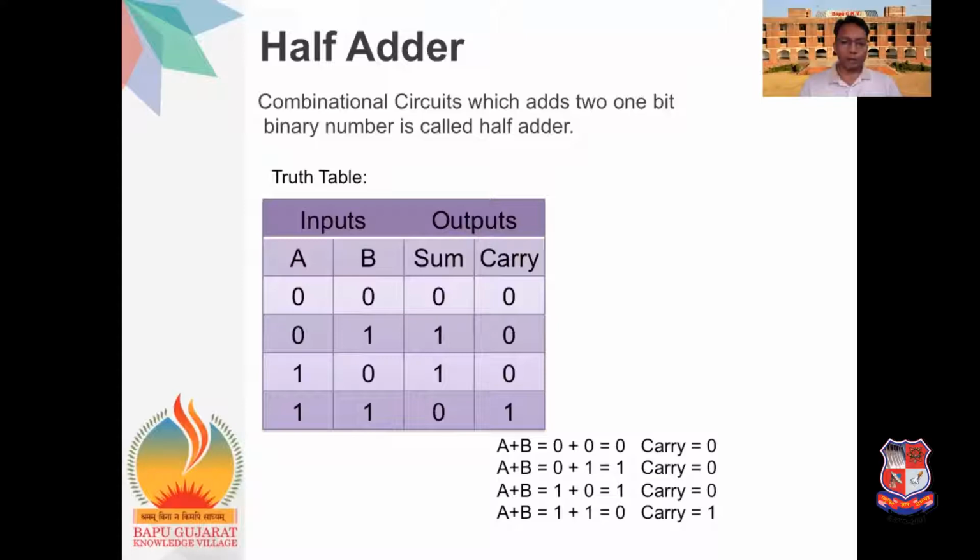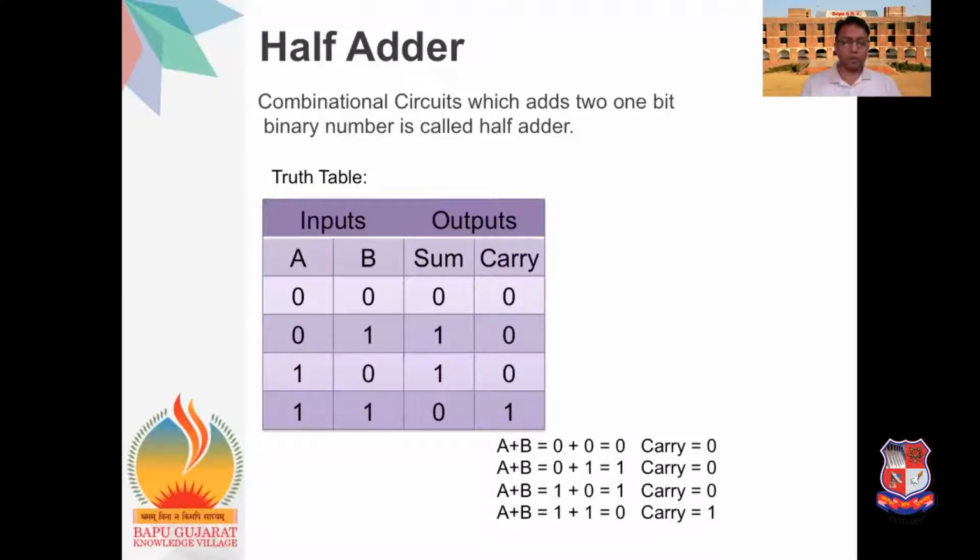If we add 0 and 0, then the sum will be 0 and the carry will be 0. If we add 0 and 1, then the sum will be 1 and the carry is 0. If we add 1 and 0, then the sum will be 1 and the carry is 0. If we add 1 and 1, then the sum is 0 and the carry will be 1. Here the plus sign is for OR, not addition. In digital electronics, the plus sign represents the OR operation. So this is the truth table.